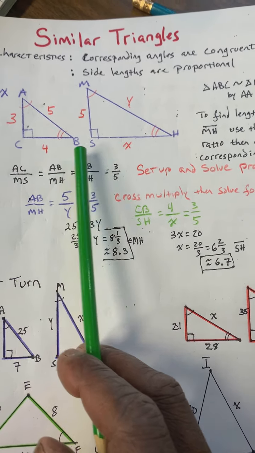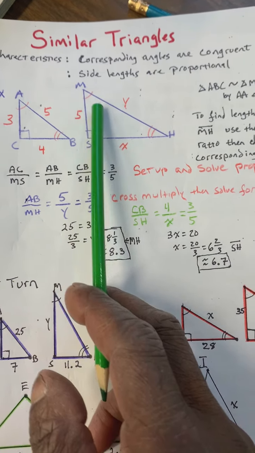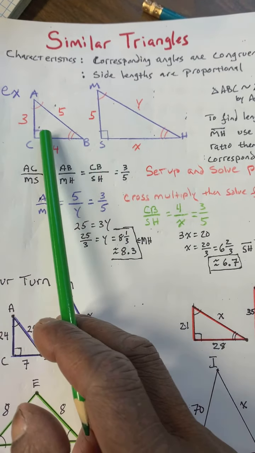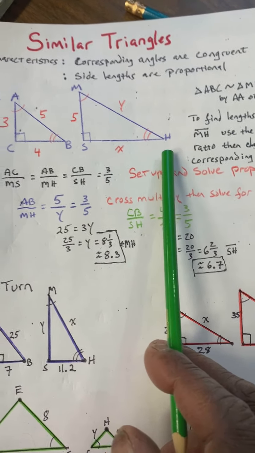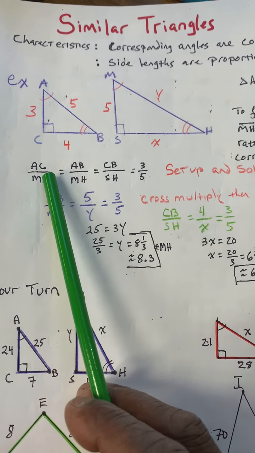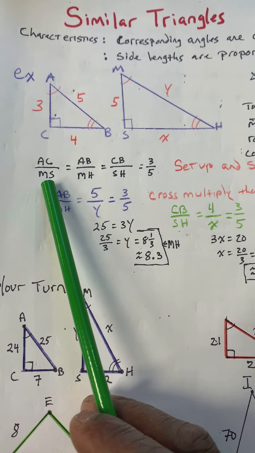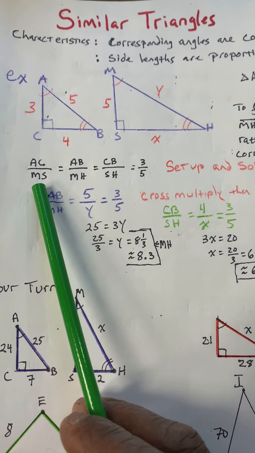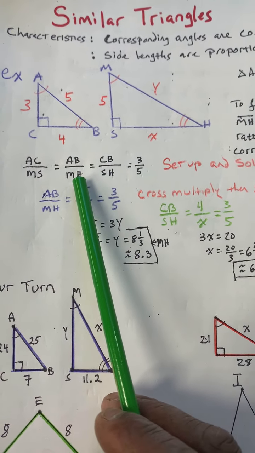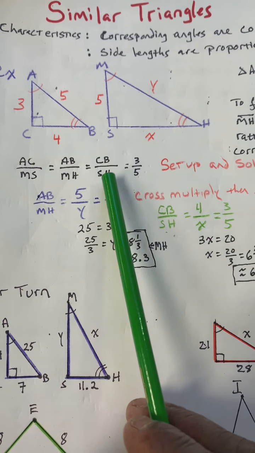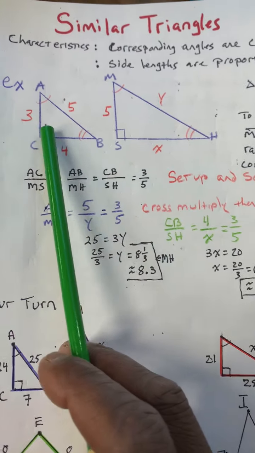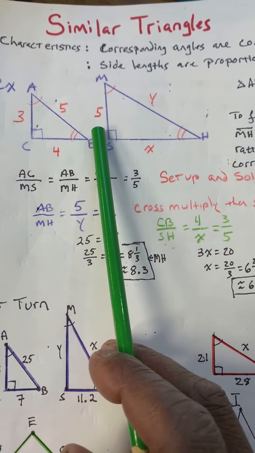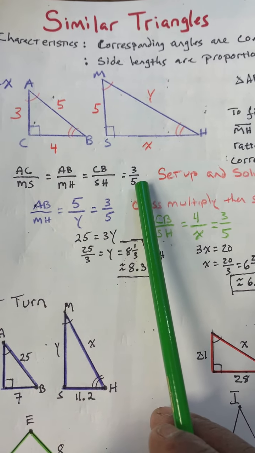Similarly, we can look at it. AB will correspond with which one? It will correspond with MH. They're both opposite the right angle. And that means that CB must correspond with SH. So we can set up our series of ratios. AC is going to make a nice ratio with MS. AB gets along with MH. And CB wants to hang out with SH. And all of them will have that same ratio as this ratio, AC to MS, which is 3/5.